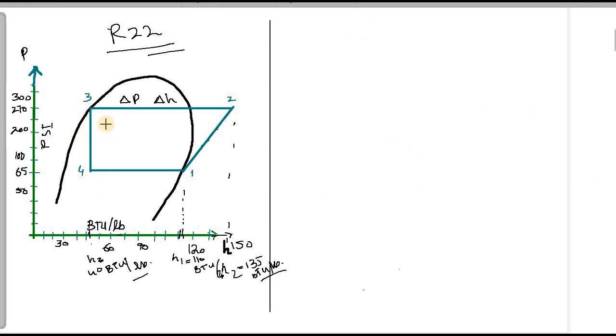Now the fourth process is the expansion process, and this is from point 3 to point 4. This is our expansion process, and the expansion process is from point 3 to point 4. And during this process we will find the total difference in pressure and the total difference in enthalpy. So first we will determine the delta P, the difference in pressure during this process.